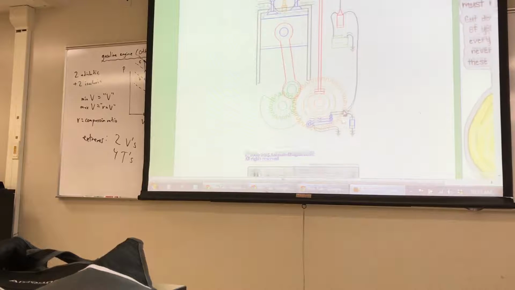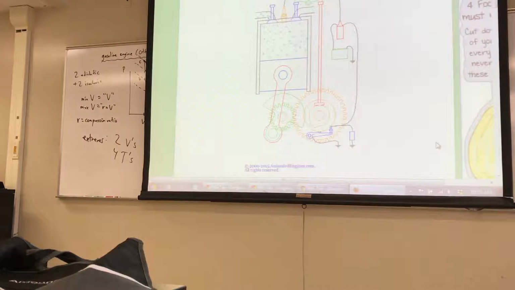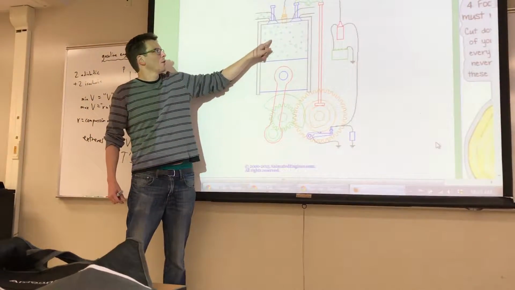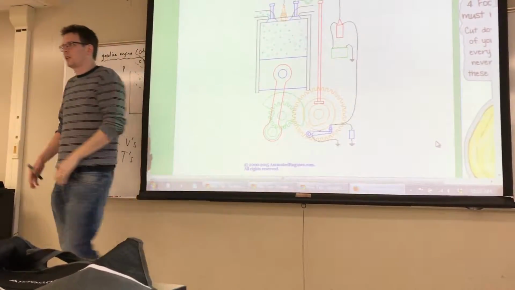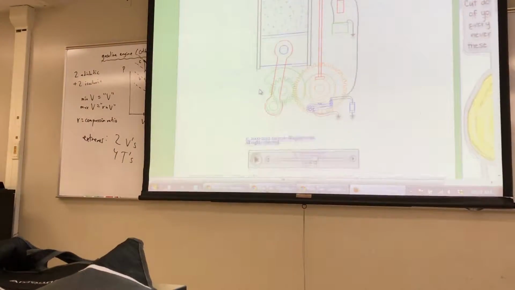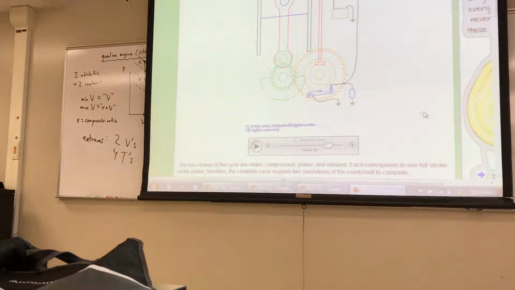So let me pause it here. Okay, so here we are. We are just about to do the compression stroke. Okay, we've pulled in fresh air-fuel mixture, and we're just about to compress it adiabatically and increase the temperature. So here we go. There we go.